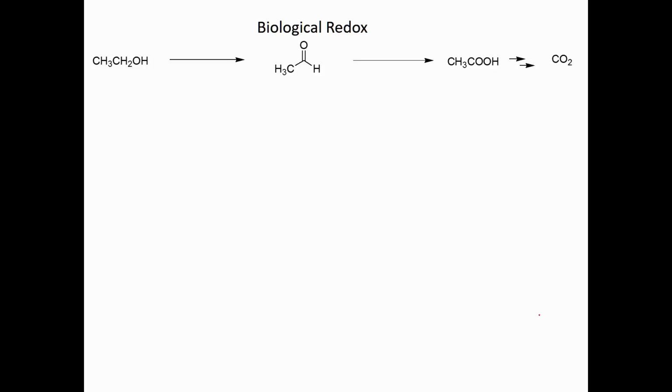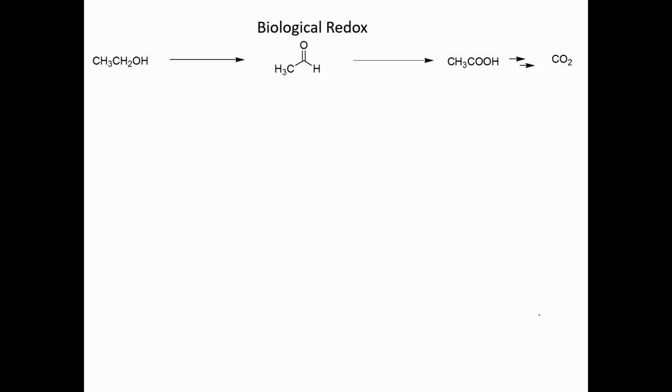Chemistry is not the only way to accomplish an oxidation of an alcohol or a reduction of a carbonyl group. This happens in biological systems all the time. One that you might be personally familiar with is ethanol, which has to be metabolized, and basically what happens is it goes through a series of oxidations, ethanol to acetaldehyde to acetic acid, and eventually to carbon dioxide.